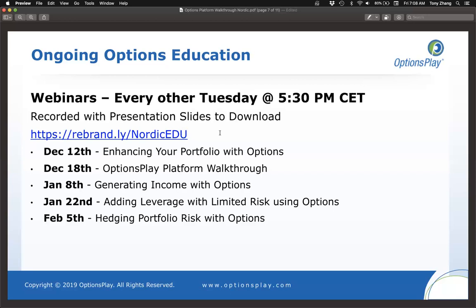December 18th, I'm actually going to do another platform walkthrough because the platform is big and there's a lot of things that are involved. So it's always good to do a refresher on what's available on the actual platform. So I'm going to come back on December 18th to do another one. January 8th, we're doing another one, generating income with options. This one will cover a slightly broader category of income generating strategies, not just tied to your portfolio.